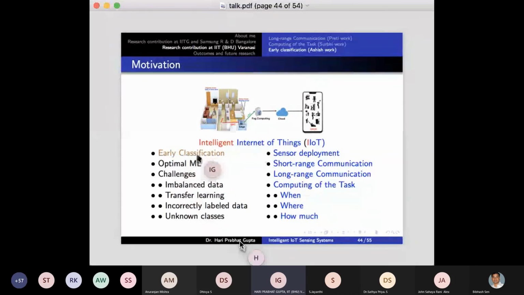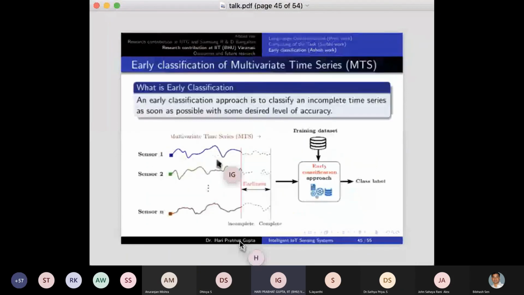In this talk we cover only early classification as an intelligence. Early classification is also a very interesting direction that we found. One of my PhD students, Gupta, is working on this, and recently submitted his thesis.